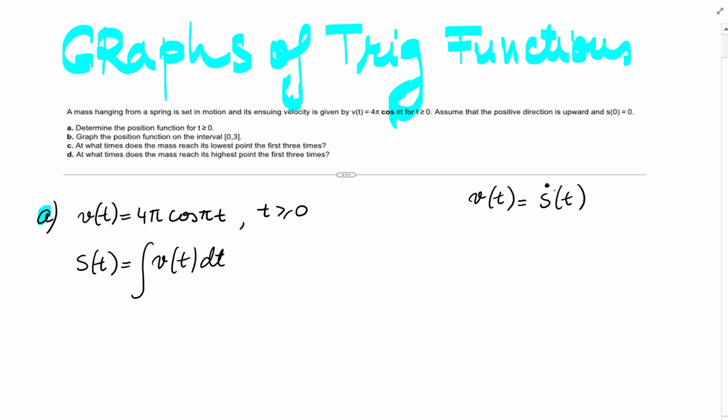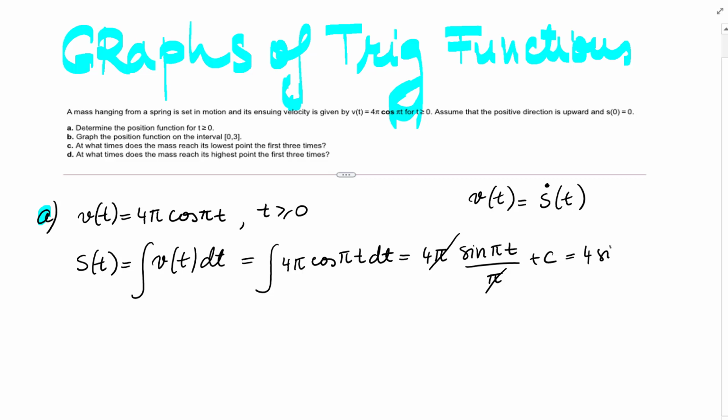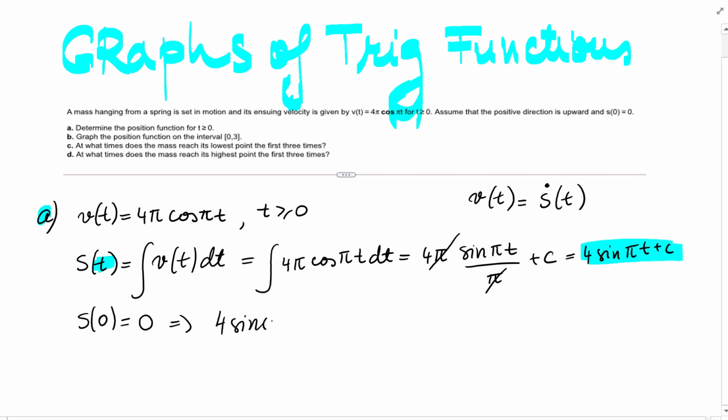So to find s of t, we integrate both sides. In this case, it's going to be the integral of 4 pi cosine of pi t dt. 4 pi comes in front, and the integral of cosine of pi t is sine of pi t over pi plus some constant c. This cancels, and we end up with 4 sine of pi t plus c. They give us the initial condition s of 0 equals 0, which means if we plug in t with 0 here, we get 4 sine of 0 plus c equals 0. Sine of 0 is 0, so c equals 0.